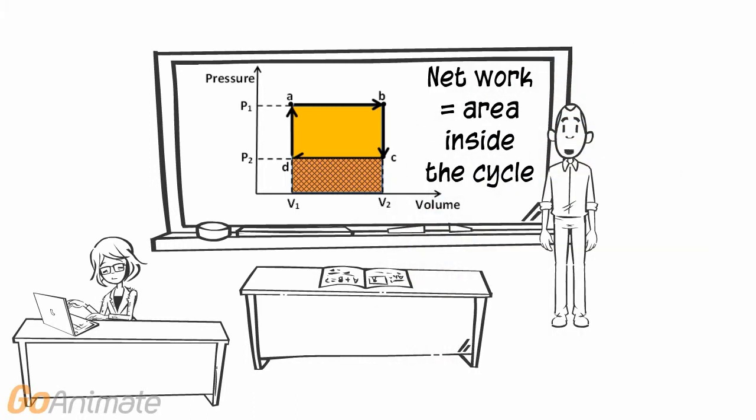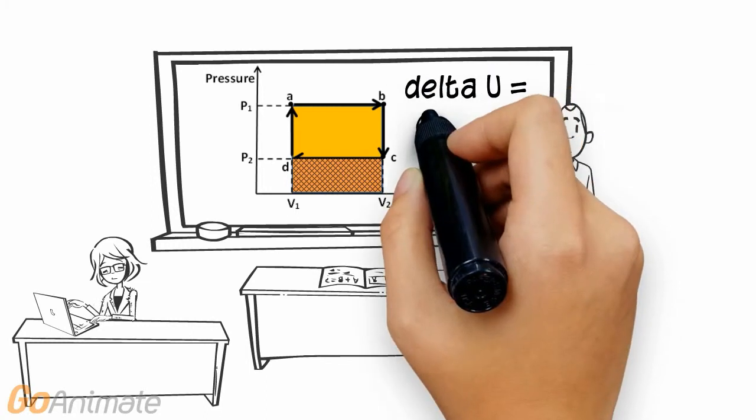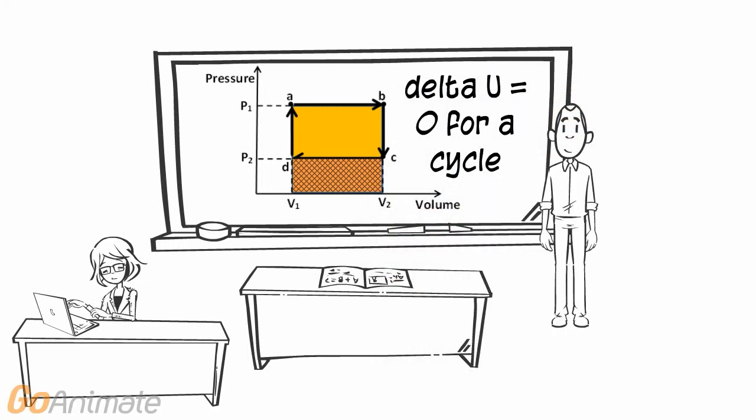In addition, because the cycle begins and ends at the same temperature, the change in internal energy for any complete cycle is 0. These arrows show whether thermal energy is added to the system, labeled as Q in, or is taken out of the system, labeled as Q out.